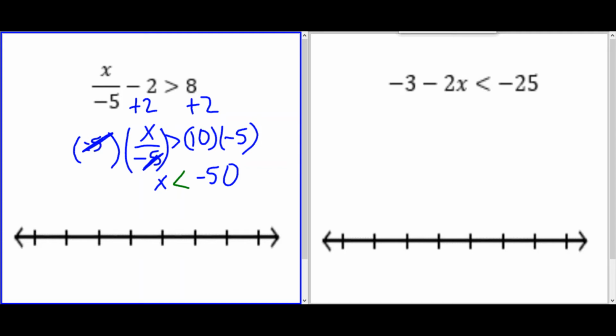So on my number line below, I'm going to plot negative 50, and I'll count by tens. So this is 0, this is 10, this is negative 10, negative 20, negative 30, negative 40, negative 50, and so on. So I'm going to plot negative 50. This time it's going to be an open circle because I don't have the equal to sign underneath the inequality sign. It just says x is less than negative 50. So it's an open circle, and my arrow should go to the left because it's less than. So it's going to look like that.